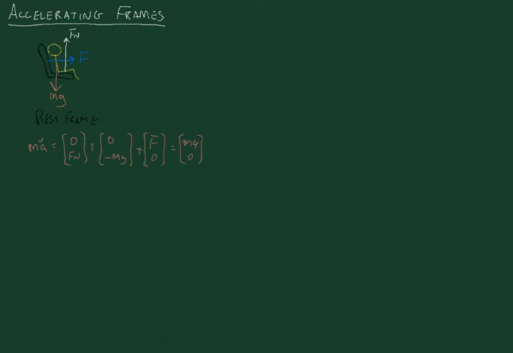Now we'll look at the same picture, but now we're going to be in the accelerating frame. So let's say we're actually this person sitting in the car. Now this is us, and we look at all the forces on us. We have a force of gravity pushing down on us, a normal force pushing up on us, and we still have a force of the seat pushing to the right.